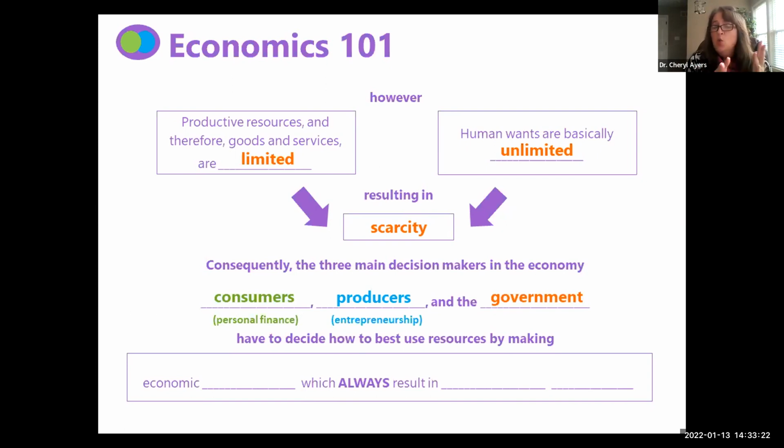So now, when we talk about the best ways to use the resources, we always have to make economic choices. And this is what I want you to put in the chat box. Every single time, without fail, no exceptions to the rule, every time you make a choice, you incur this, a blank cost. Two words. What is the first word? A blank cost.